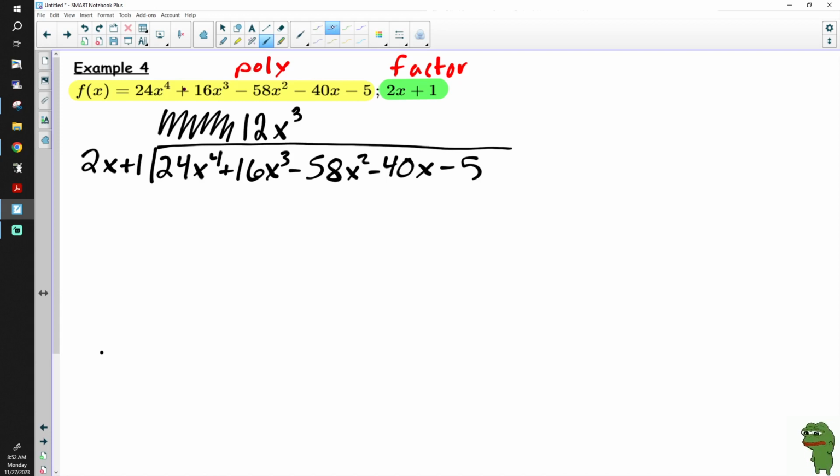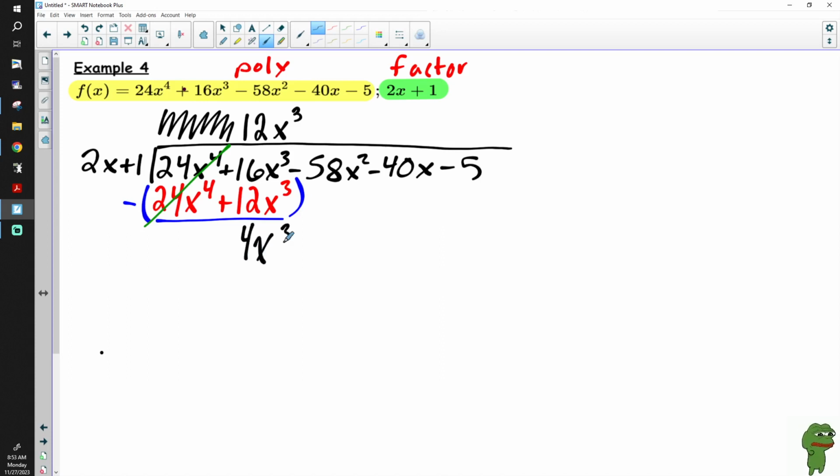12 times 2 is 24. Match your variable. And 12 times 1 is 12. Match your variable. And what am I going to do? Subtract these bad boys. First term goes bye-bye. Wave goodbye. And 16 minus 12 is... Drop your next term.